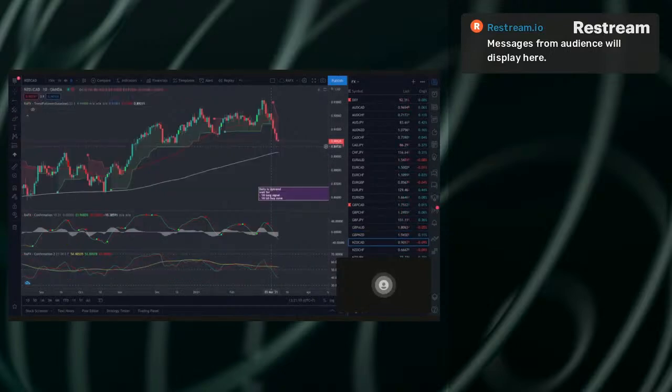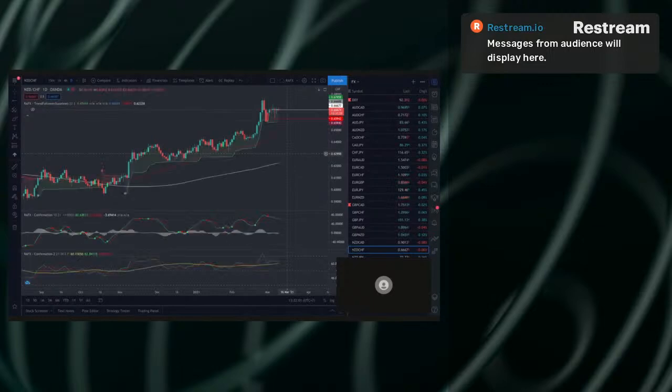So the next pair is NZDCAD. NZDCAD is still on an uptrend. It broke down the 50 baseline and is now currently heading into this 200 baseline. So there is a possibility that the price will go to that 200 baseline and test it. And if we see a bounce from here, then we will revisit the 1 hour time frame to see if we can get a long entry trigger on that. So until then, we will just monitor NZDCAD in a 4 hour time interval.